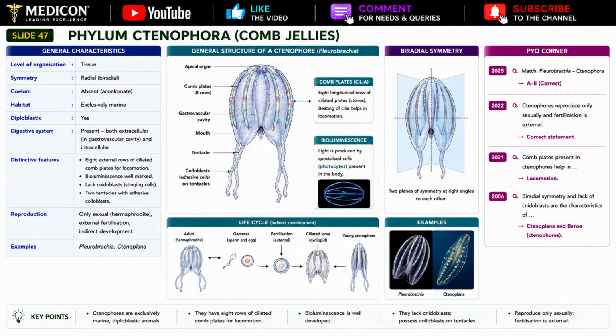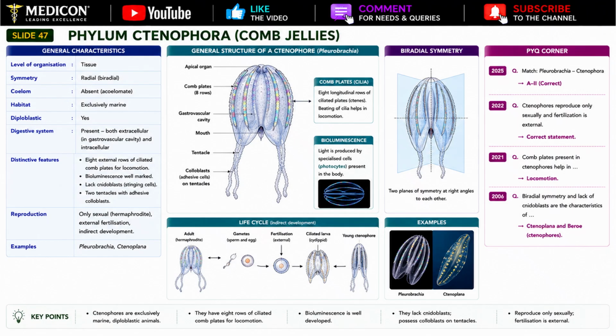Now comes the phylum Ctenophora, also called comb jellies. The level of organization is tissue level of organization, radial symmetry, sometimes biradial symmetry, and the coelom is absent, that is they are acoelomate, exclusively marine, diploblastic, with both extracellular digestion in the gastrovascular cavity and intracellular type of digestive system. Distinctive features are 8 external rows of ciliated comb plates for locomotion.